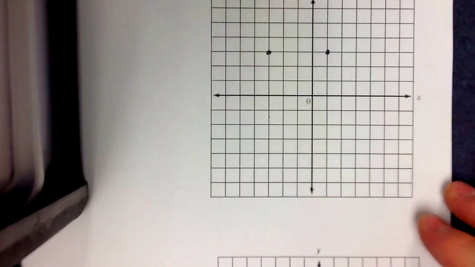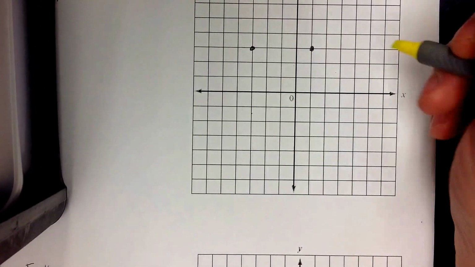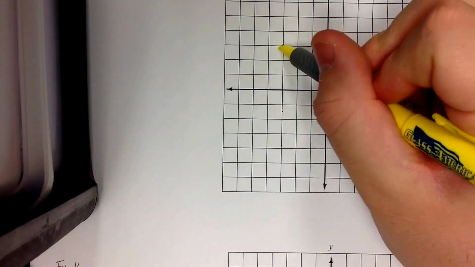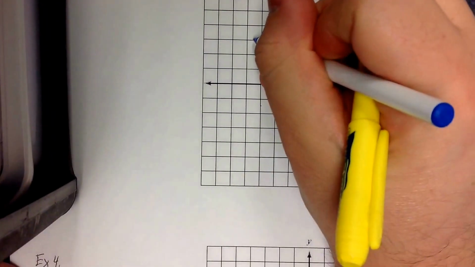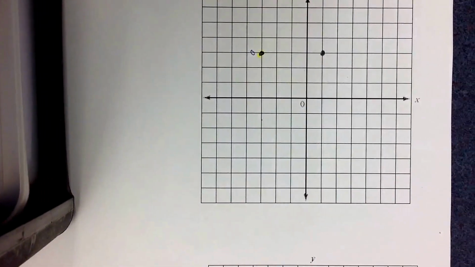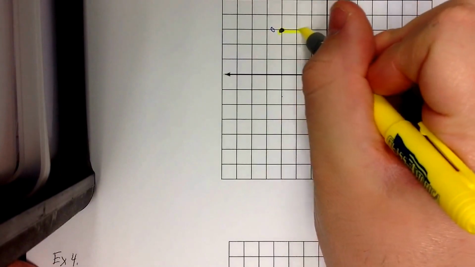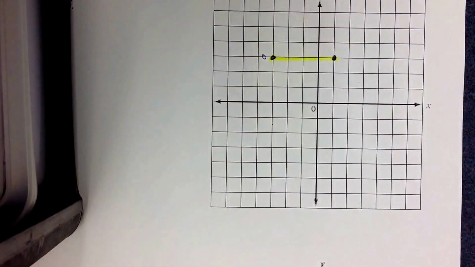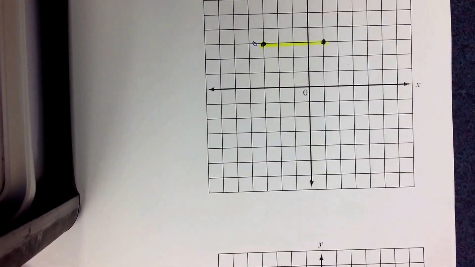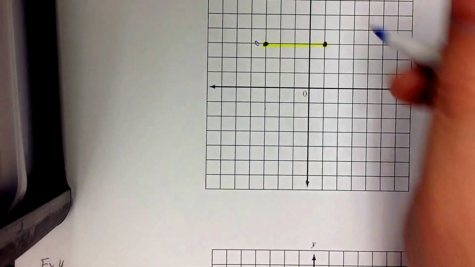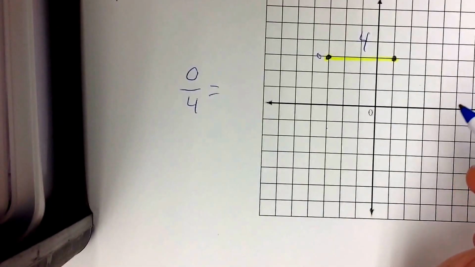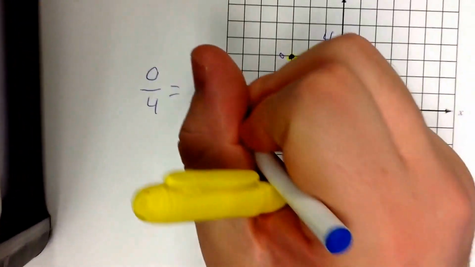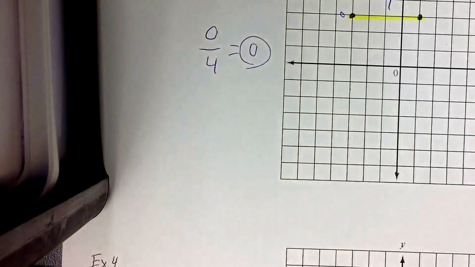Now, the next two are kind of tricky because here, if I start with the point on the left, my rise is actually 0 because I don't have to go up any. But I do have to go over 1, 2, 3, 4. And again, since I'm going to the right, that's a +4. So my rise over run is 0/4. Now, if I got 0 on top of the fraction, that's 0.